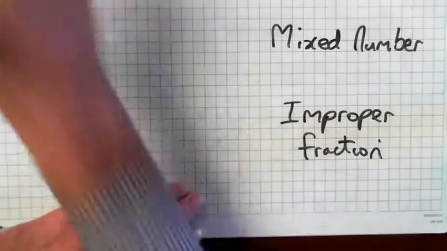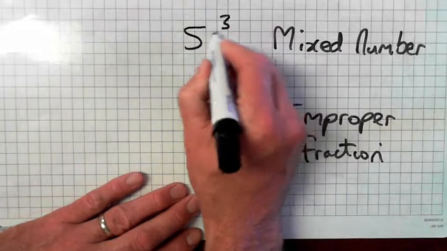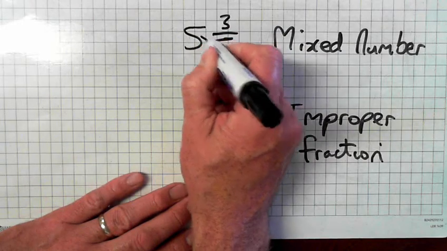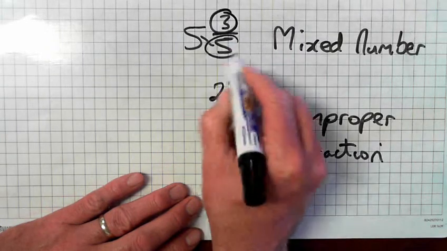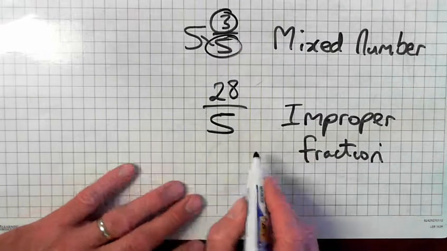Another one. 5 3/5. 5 times 5 is 25 plus 3, 28 over 5, improper.